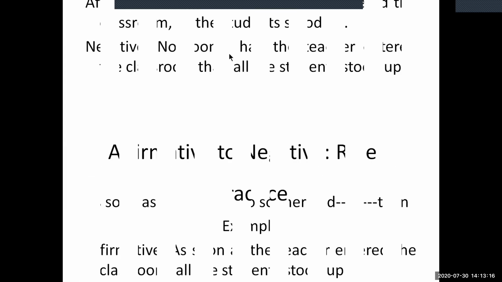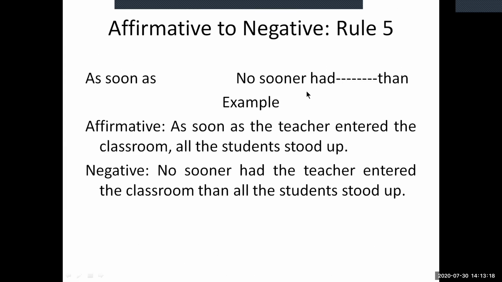And if I explain, "as soon as" is to be replaced by "no sooner," but it is not "no sooner had," rather "no sooner does" for universal truth. So "as soon as the sun rises in the morning" becomes, in the negative, "no sooner does the sun rise in the morning, then darkness of the night disappears."